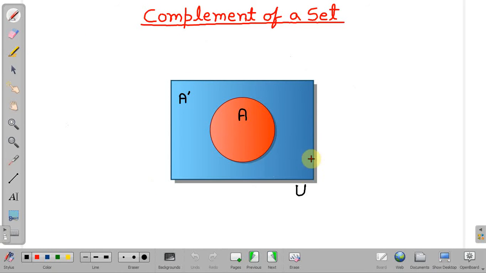So this rectangular box is the universal set. Okay, and this red portion, that is this red circle, shows the elements of set A. So A complement will be U minus this set A, or this rectangular box minus this circle. So the remaining portion, that is the blue shaded area, is A complement. So A complement equals U minus A, that is this blue shaded area.